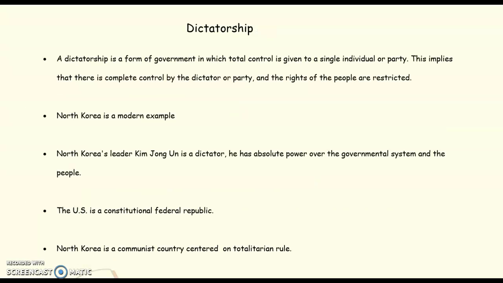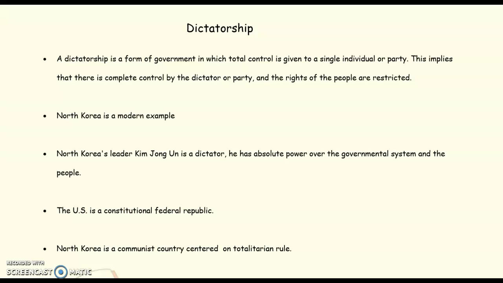Next, we're going to talk about a dictatorship. A dictatorship is a form of government in which total control is given to a single individual or party. This implies that there is complete control by the dictator or party, and the rights of the people are restricted. An example of dictatorship is North Korea. North Korea's leader, Kim Jong-un, is a dictator. He has absolute power over the government system and the people. People have limited freedom. He takes control over the entire country.